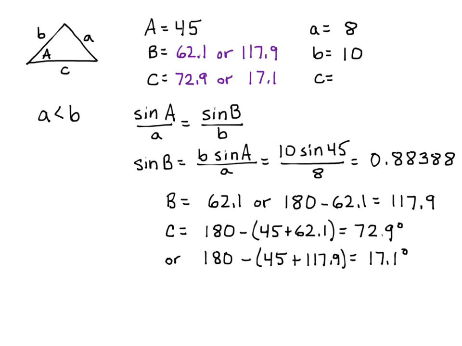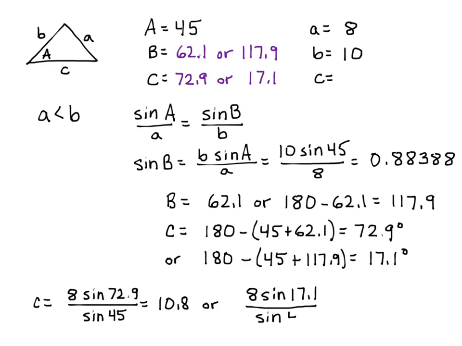Okay, so the only thing we're missing is side C now. And so side C, we get by using the law of sines again, and we just remember that we use the corresponding angles, either 72.9 or, that should say 117.1. Or no, excuse me, it is 17.1, because that's the alternative for C. And so it's either 10.8 or 3.3.